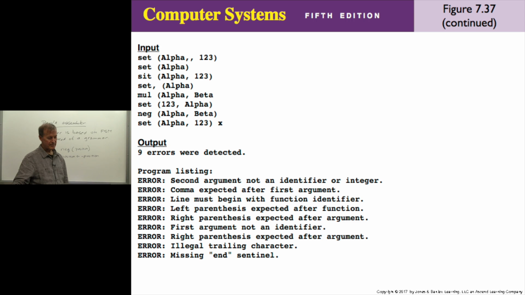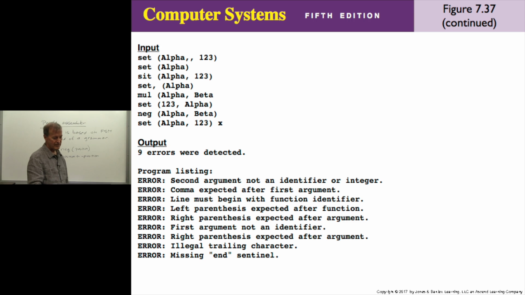And then let's see, what was the next one? Set, oh, but that's 1, 2, 3. So what about that 1, 2, 3? You can set alpha to 1, 2, 3, but you can't set 1, 2, 3 to alpha, right? Because it's a constant. So that's an error in this little toy language. Does everybody see where that error came about?